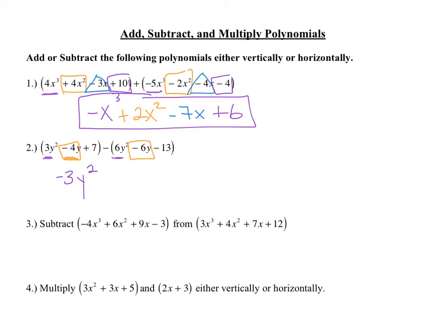Negative 4 minus negative 6 is a positive 2y. And then we have a positive 7 minus a negative 13. 7 minus negative 13 is a positive 20.